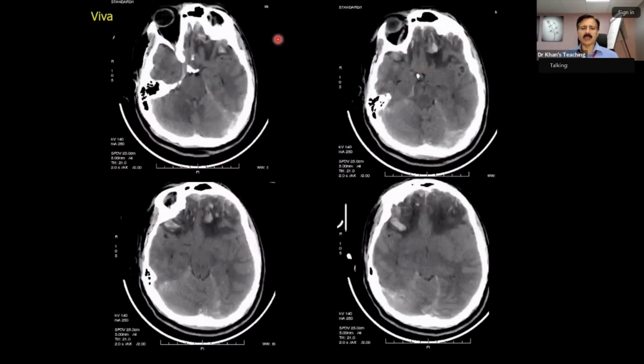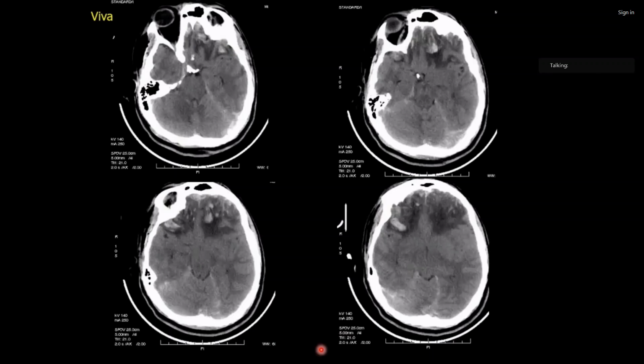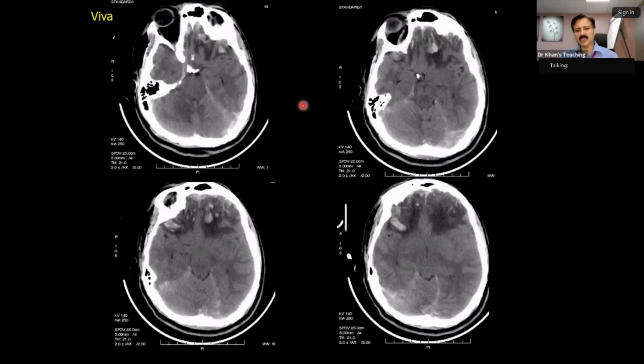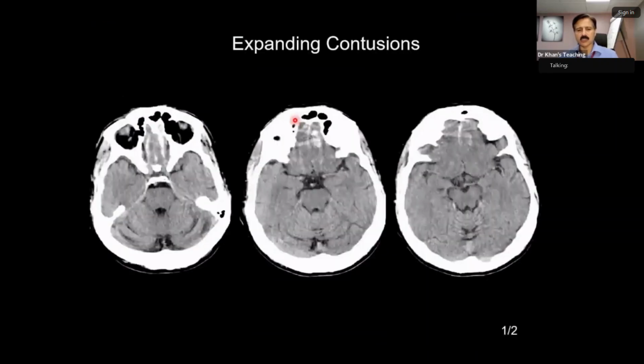So what is happening here in the frontal lobes? Just give me the diagnosis. So there are bilateral frontal lobe contusions. Excellent. So this is the type of contusion where you can imagine that the gyri have hit the base of the skull, and then there is low density, and then there is punctate high density. So this is contusion.